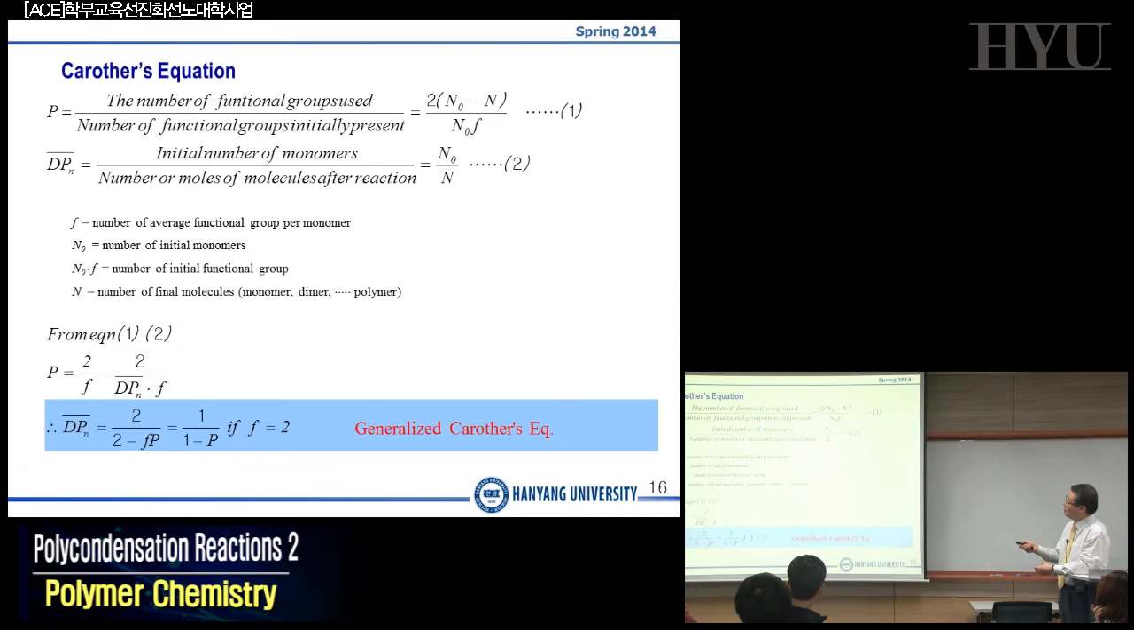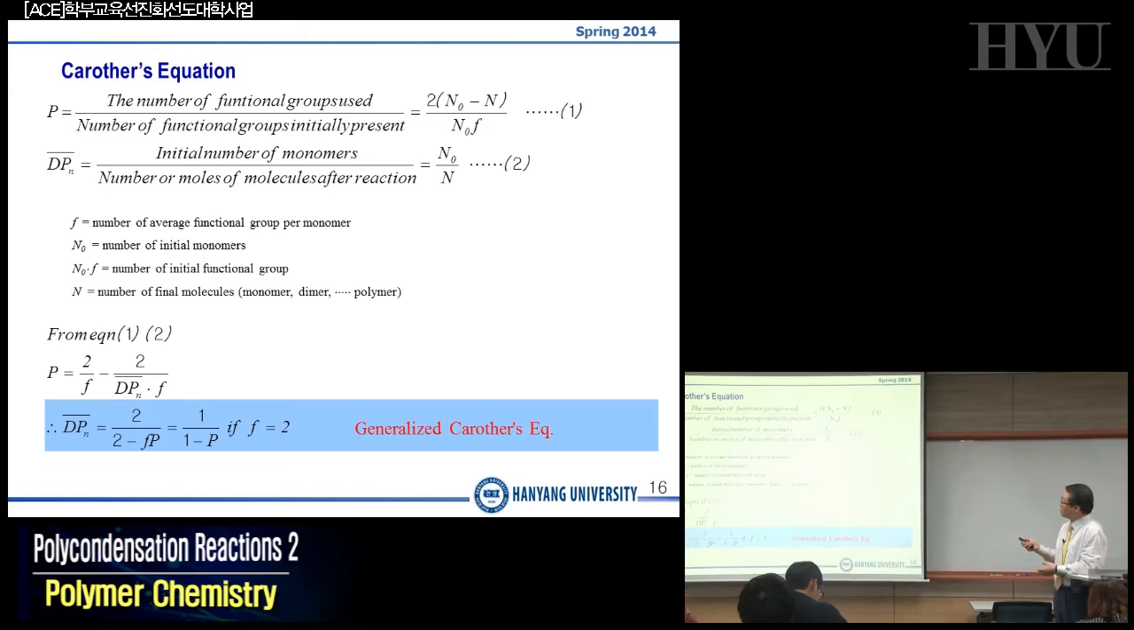Again, let's say that instead of monomer, we have functional groups, because we do not know whether this monomer has 2 functional groups or 3 functional groups or 4 functional groups. Let's define the extent of reaction not in terms of number of molecules, but in terms of the functional groups, so that way we can generalize them. So P is defined as the number of functional groups that was consumed, divided by the number of functional groups initially present.